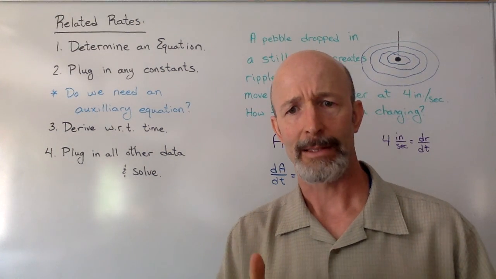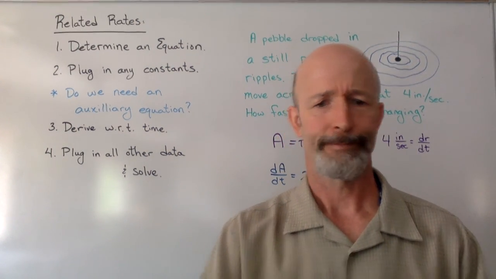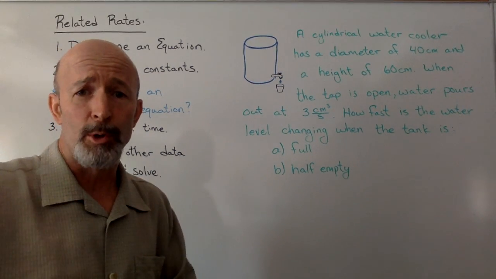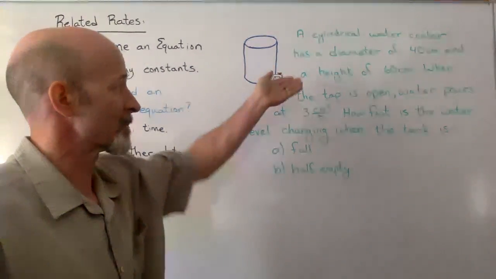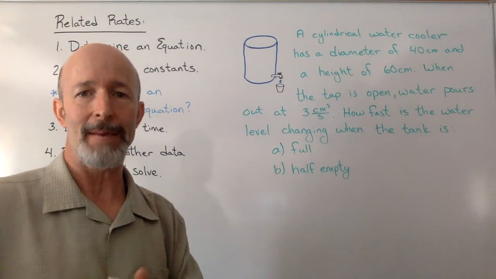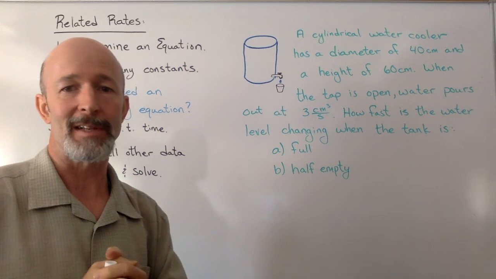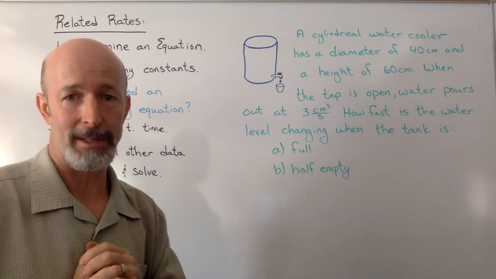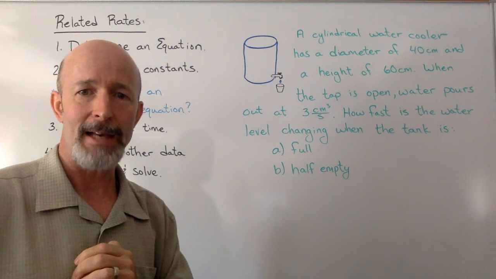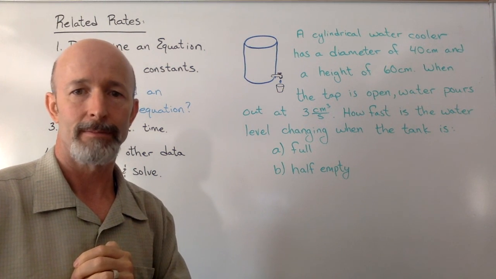Speaking of volumes, let's try one more example here. Now we have a water cooler. You're dropping some water out. We've got some dimensions, 40 centimeters for the diameter, 60 centimeters for the height. When you open it up, there's 3 cubic centimeters of water pouring out of it per second. How fast is the water level changing?